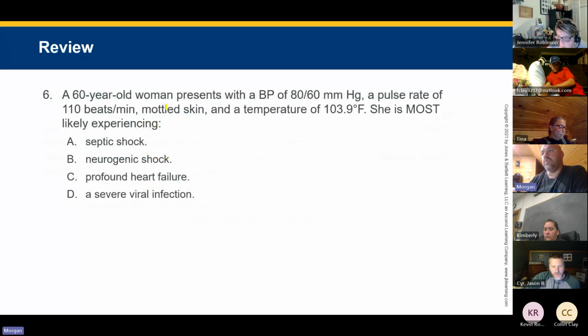A 60-year-old woman presents with a BP of 80/60 millimeters of mercury, a pulse rate of 110 beats per minute, mottled skin, and a temperature of 103.9. She's most likely experiencing septic shock, neurogenic shock, profound heart failure, or severe viral infection. I would say A. She's really sick: low BP, tachycardia, fever. That would be septic.